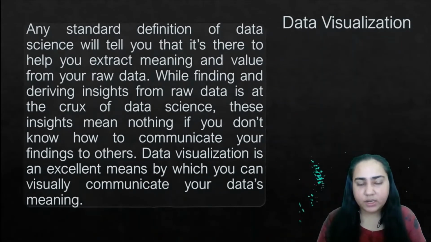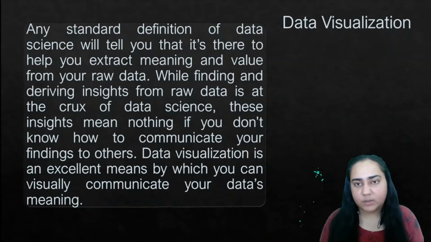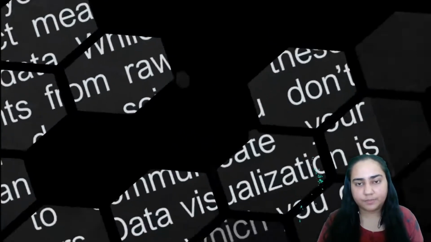First of all, any standard definition of data science will tell you that it's there to help you extract meaning and value from your raw data. And while you're finding and deriving insights from the raw data, that is the principle of data science, it does not mean that you don't need to know how to communicate that to others. Once you found meaning in your data, you need to be able to communicate that meaning to other people. And so that is why data visualization comes into the picture once you have analyzed your data.